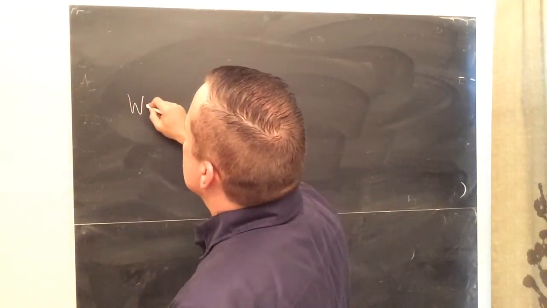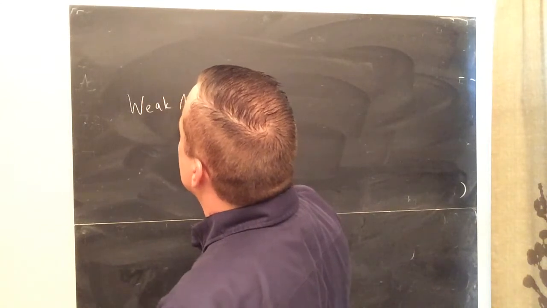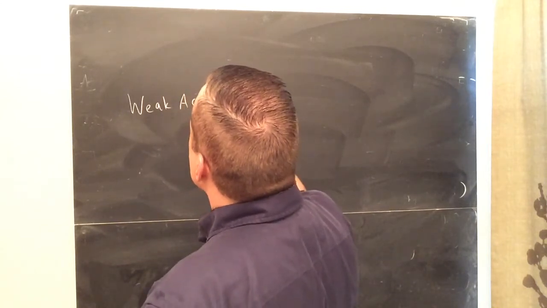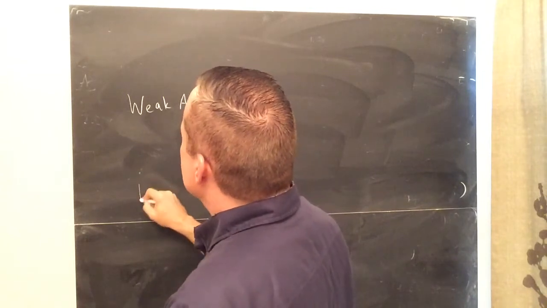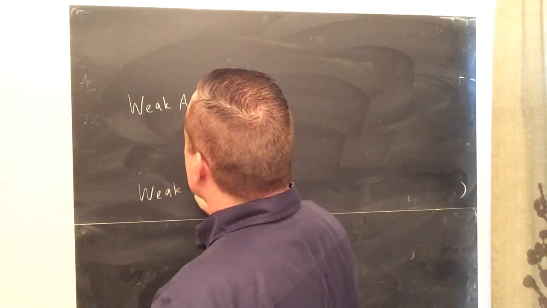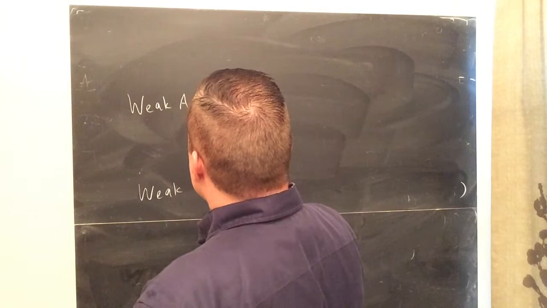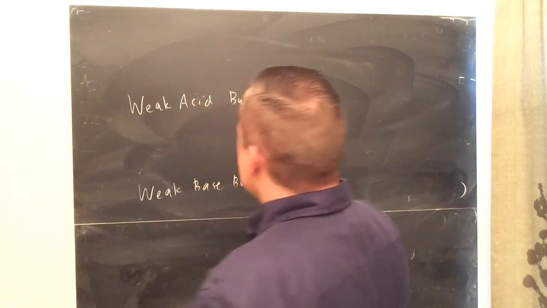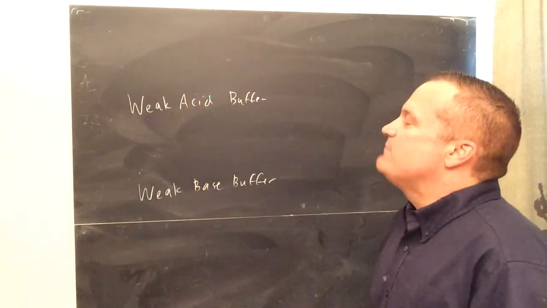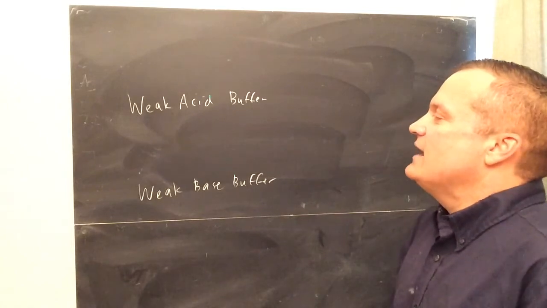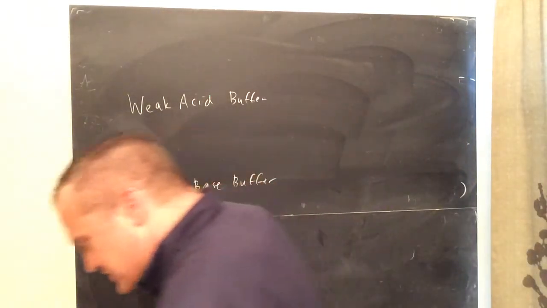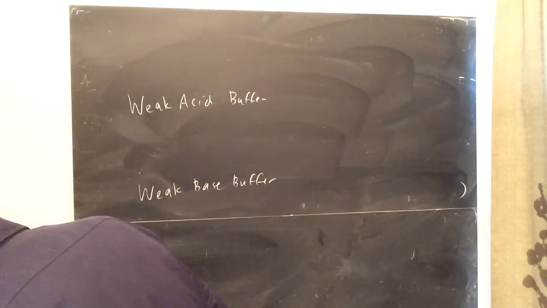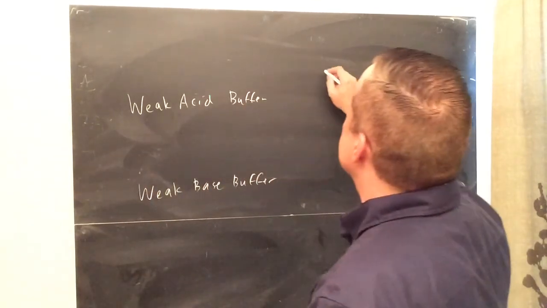Think about this. You can have a weak acid system, a weak acid buffer, or you can have a weak base buffer. Now, a weak acid buffer is going to contain the weak acid. So actually, the first question I do is going to deal with this. It says acetic acid, CH3COOH. So let's write that down.